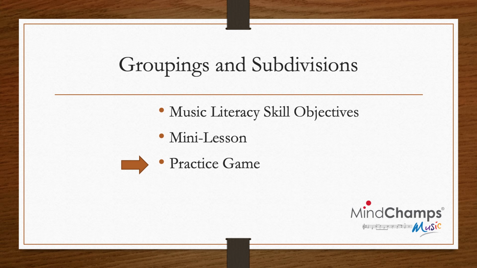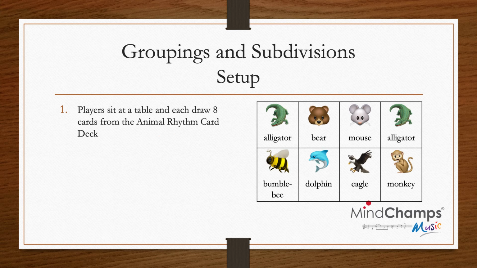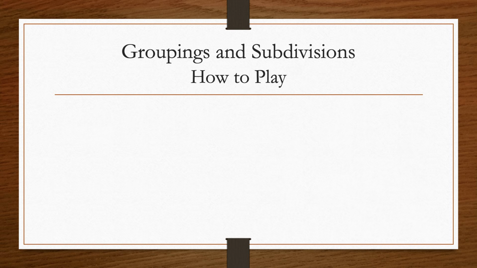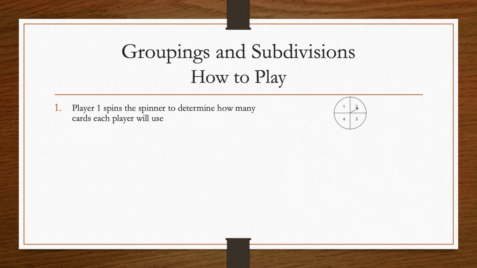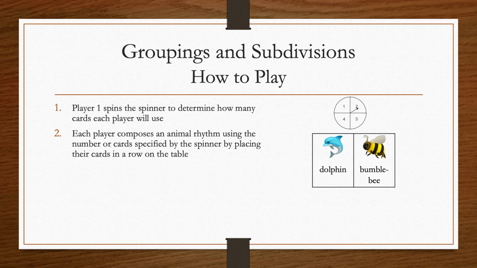Let's move on to our practice game. To set up the game, all players will sit at a table and each draw 8 cards from the animal rhythm card deck. First, player 1 would spin the spinner to determine how many cards each player will use. So let's say player 1 spins a 2. Then each player composes an animal rhythm using the number of cards specified by the spinner by placing their cards in a row on the table. So let's say I place down my 2 cards as dolphin and bumblebee.